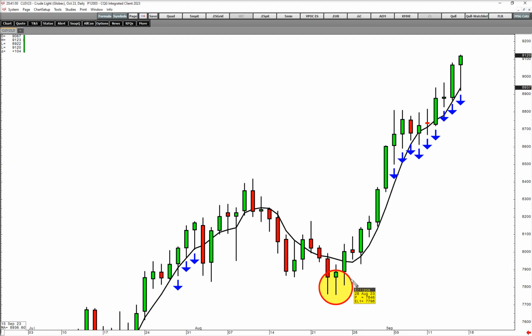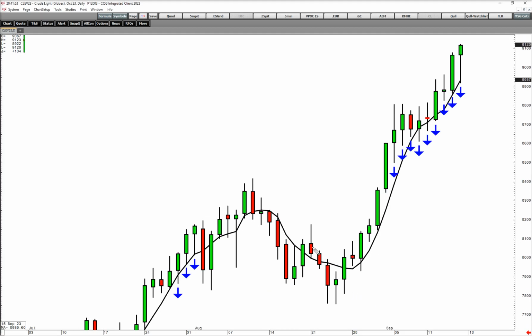So on this crude oil chart, this all started with a 2B pattern that we called probably about 2-3 weeks ago when it was happening. I believe it was on this day right here, this day before it had made this day that we called it. And the 2B pattern is this: move down, reflex bounce, and then a move to new lows.